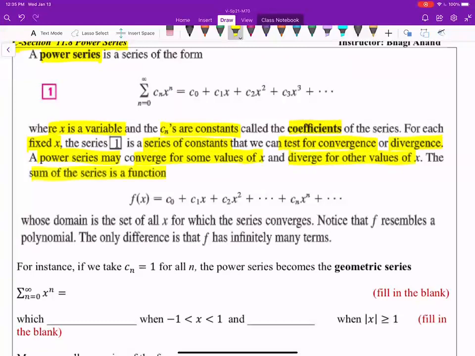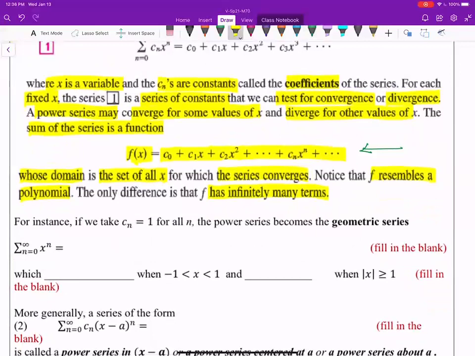The sum of the series is a function denoted by f of x, which is c0 plus c1x plus c2x squared and so on, cnx to the power n and so on. Now that you're calling it a function, you have to talk about the domain, which is the set of all x for which the series converges. Notice that f resembles a polynomial. The only difference is that f has infinitely many terms.